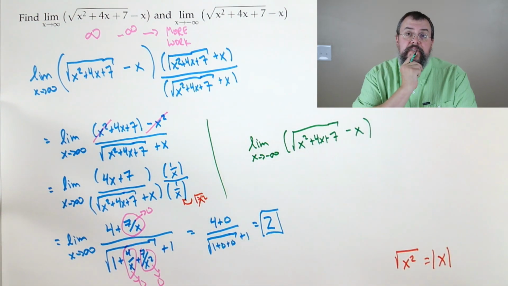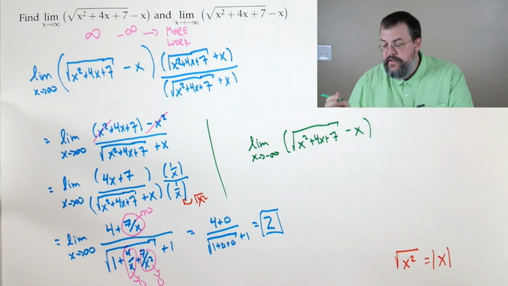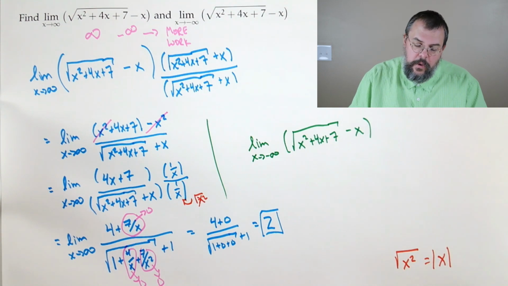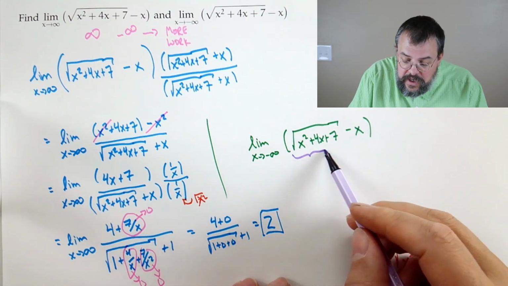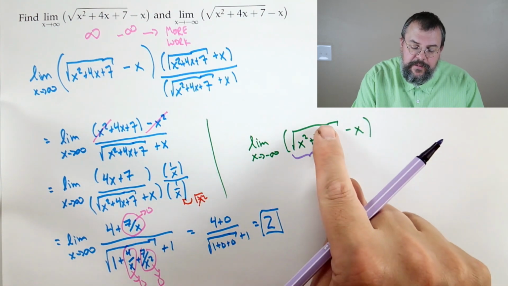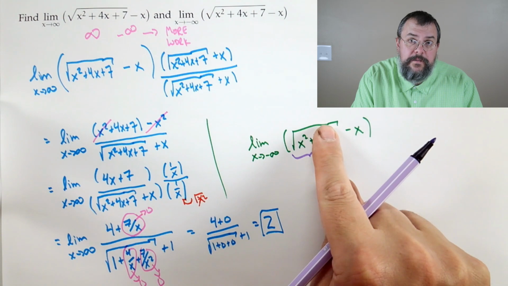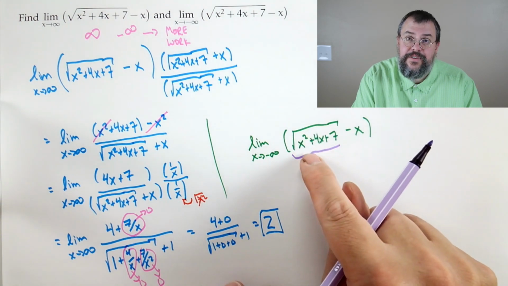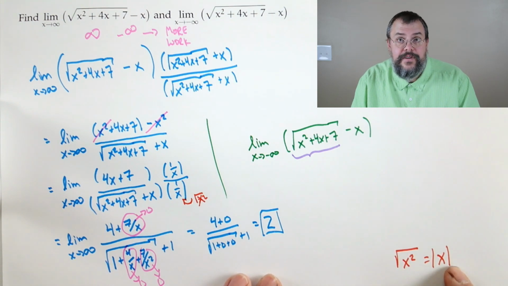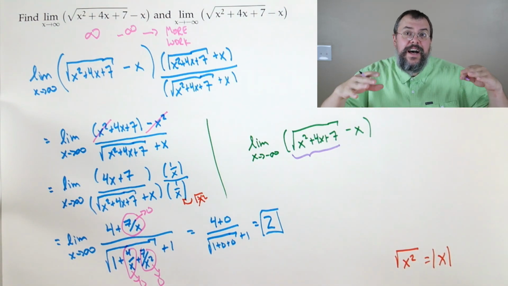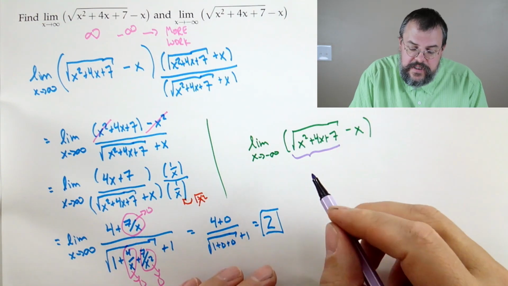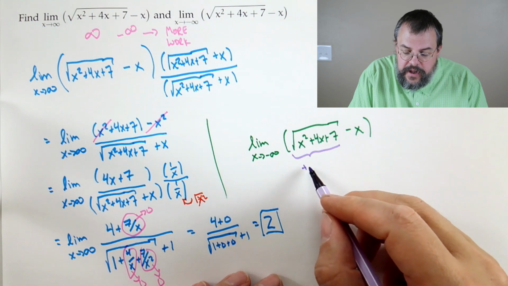So let's think about this. So x is a large negative number. So let's think about our pieces here. What can we say about the square root of x squared plus 4x plus 7? Well, again, the 4x plus 7 is really not very big compared to the x squared. So it looks like the square root of x squared, which is the absolute value of x. So for large x, it's approximately the absolute value of x. Now, x is going towards negative infinity, which says that this part is going towards plus infinity.